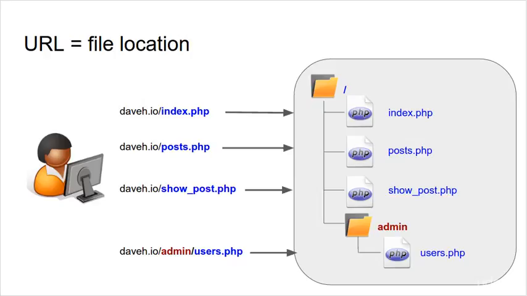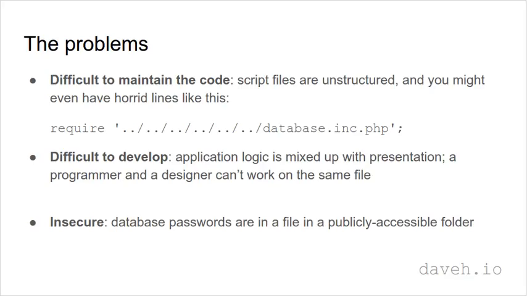Basically, in the traditional way of coding PHP, the web address maps directly to a script in the file system like this. And this is how it can get complicated. So what are the main problems? Well, it's difficult to maintain the code. As the script files are unstructured, you might even have horrible includes that are including files on several different levels above the file that you're using.